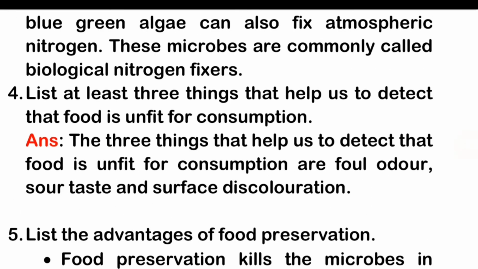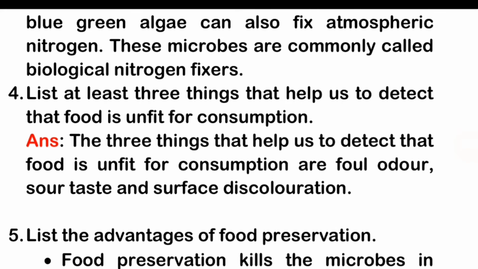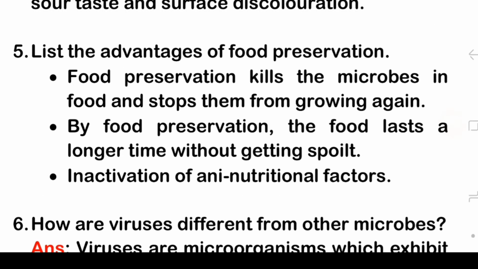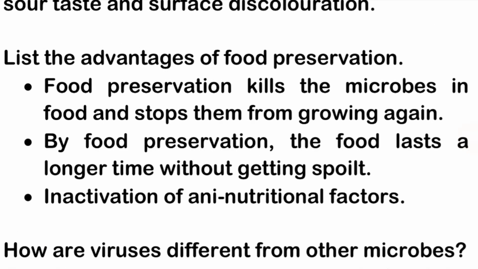List at least 3 things that help us to detect that food is unfit for consumption. The 3 things that help us to detect that food is unfit for consumption are foul odor, sour taste, and surface discoloration. List the advantages of food preservation. Food preservation kills the microbes in food and stops them from growing again. By food preservation, the food lasts a longer time without getting spoiled.